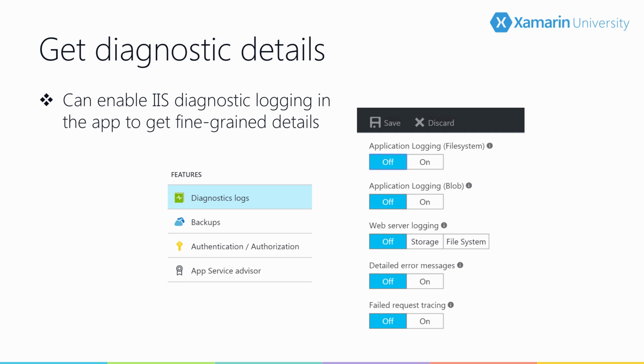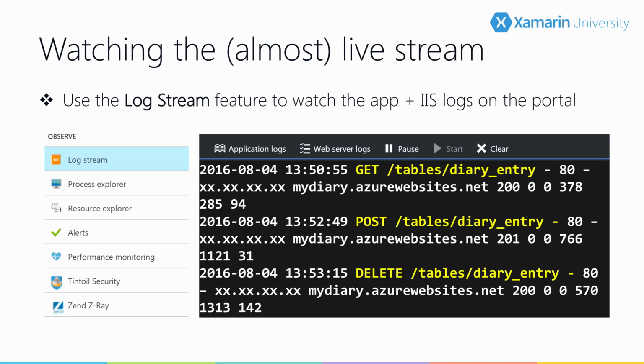This is done through the Diagnostic Logs item. There are several things that you can activate which correspond to the IIS logging most web admins are familiar with. You can turn on application logging, web server logging, detailed error messages, and failed request tracking, and then click Save. Then use the Log Stream item to monitor the log on disk. Azure will read this live as it changes and show you what's happening on the server, including exception information if you turn on the diagnostic tracing.